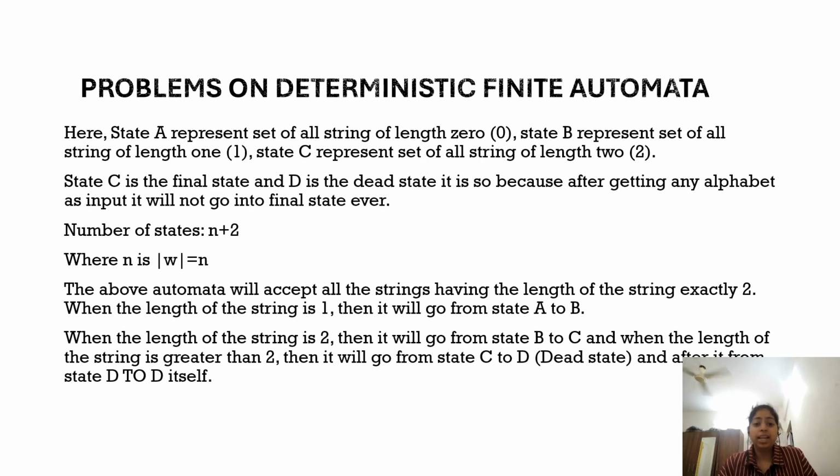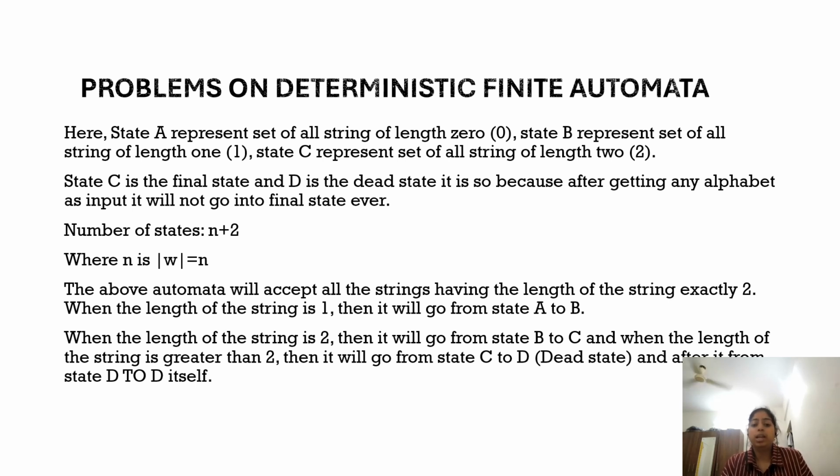Here, state A represents the set of all strings of length 0, state B represents the set of all strings of length 1, and state C represents the set of all strings of length 2. State C is the final state and D is the dead state, because after getting any alphabet as input, it will never go into the final state. The number of states needed is n plus 2, where n is the length of the string.